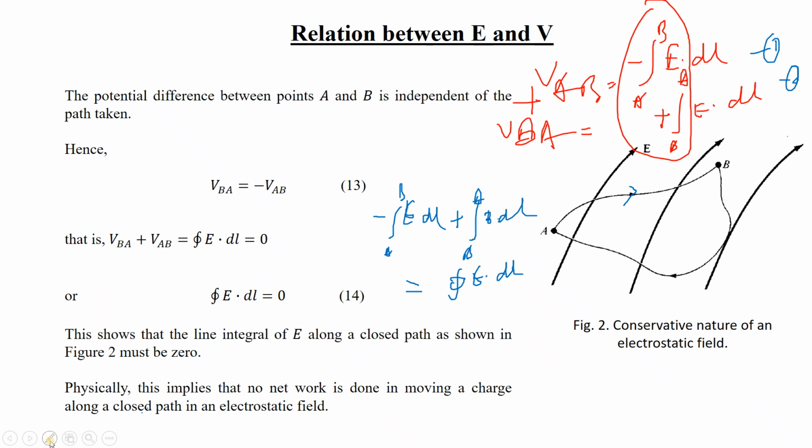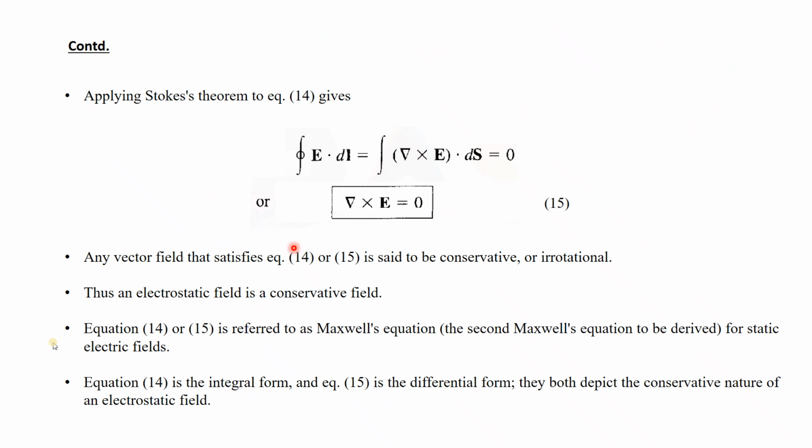Now, if you can see, we have this equation number 14 with us. Now applying Stokes theorem. Stokes theorem means transform the closed integral to a surface integral. That is, closed integral of E dot dl, E is a vector, is equal to the surface integral of curl of E, that is equal to 0. So if you compare these two equations, we can write curl of E is 0.